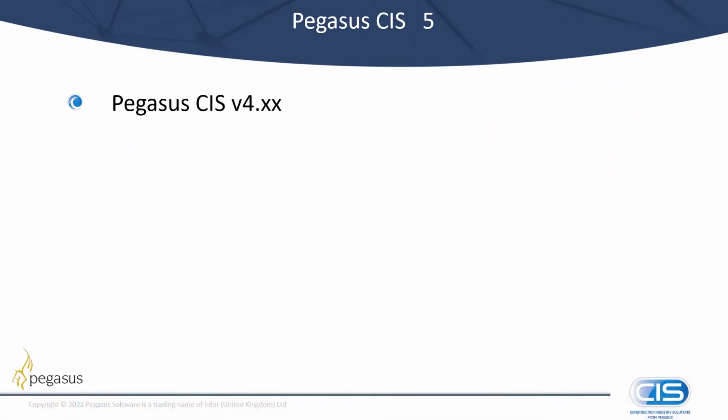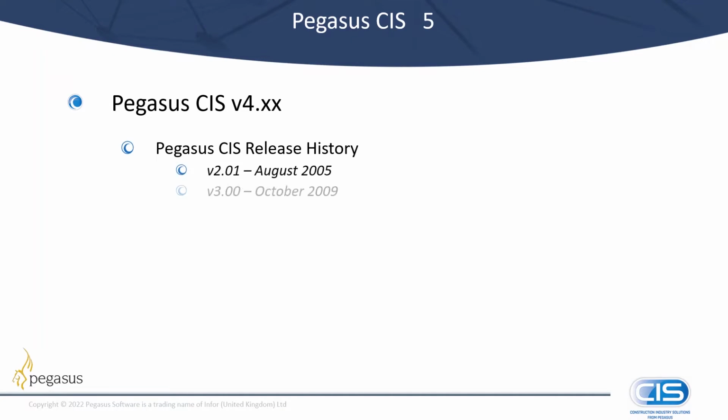Okay, and finally, I need to discuss with you where that leaves us with the current version of Pegasus CIS 4 point, whatever it happens to be. Let me just remind you of the history for the release of Pegasus CIS. The first version was released back in August of 2005, so it's been around an awful long time now. The second major release, which was version 3, was released in October 2009, and that had a whole range of enhancements, including things like multi-currency, external plant hire, stock warehouses, site requisitions, procurement control, and so on.